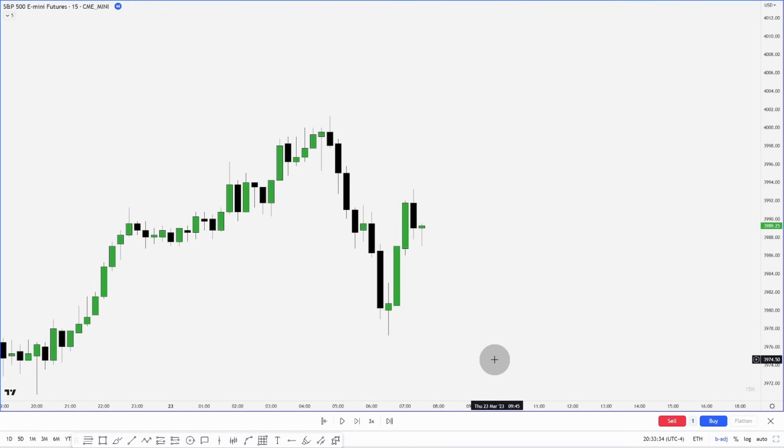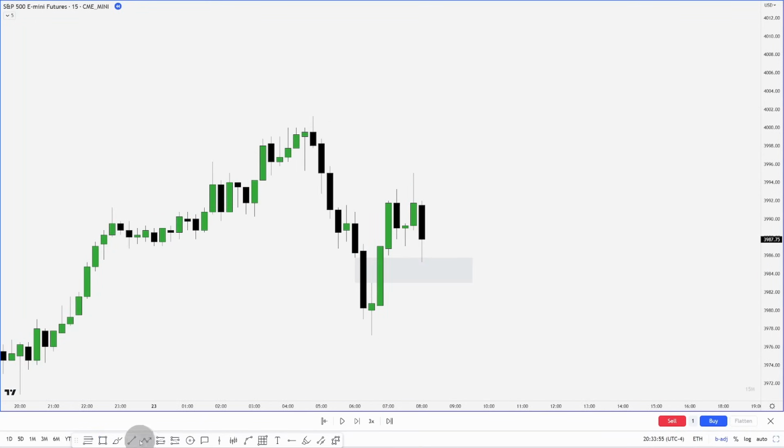For the next example here, we have the 15-minute chart for the S&P 500. And what do we have? We have an aggressive move down, an aggressive move back up with overlapping fair value gaps. Now what happens when we play this ahead?